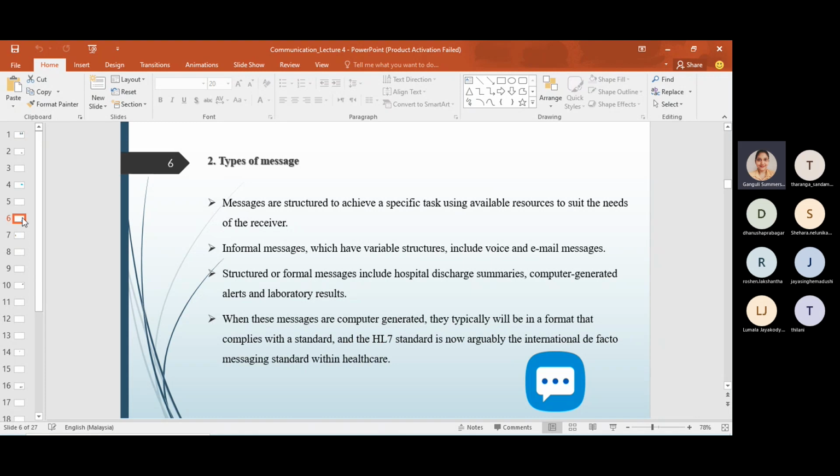Like in the health and social care sector, when you are working as a health and social care worker, the kind of messages that you will deliver would be hospital discharge summaries, computer generated alerts, laboratory results.